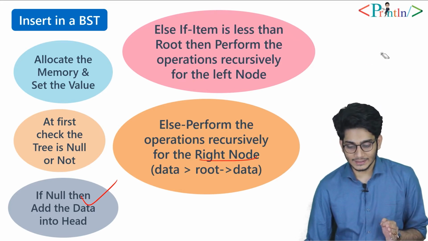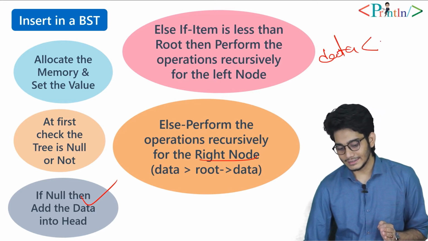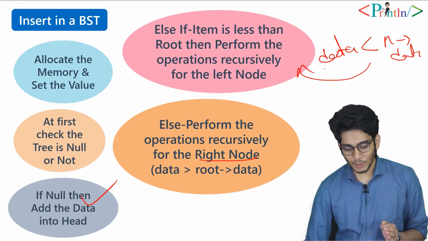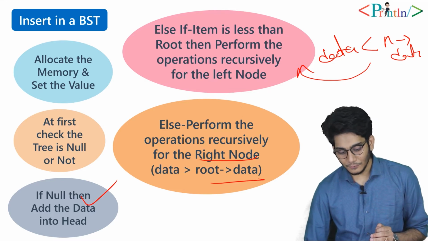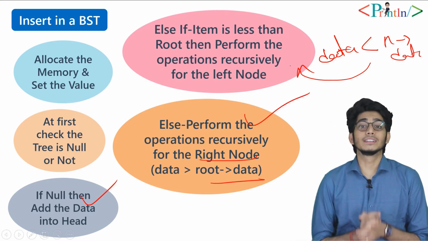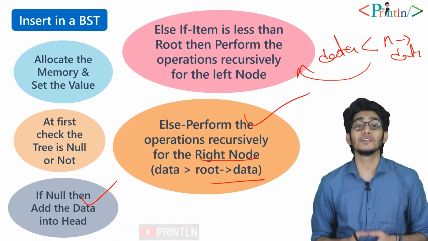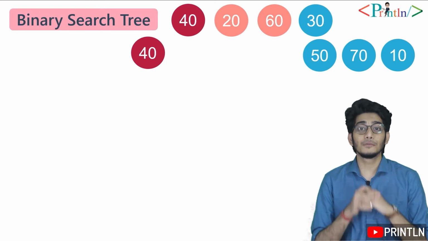In this case, let's say that data is less than root data. Then we'll follow this property. Else if data is greater than root data, we'll follow this property. So these are the properties that we have to follow for inserting any value within a BST. Now we'll see how we can insert any value within a BST.